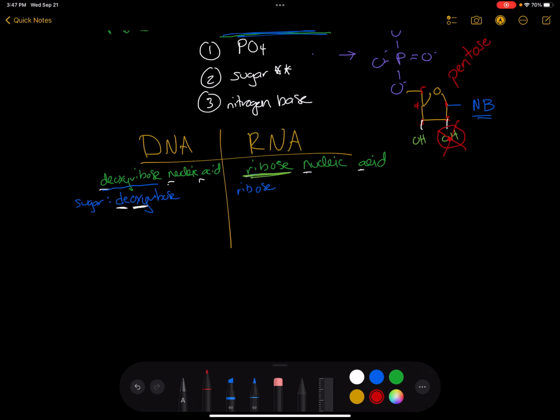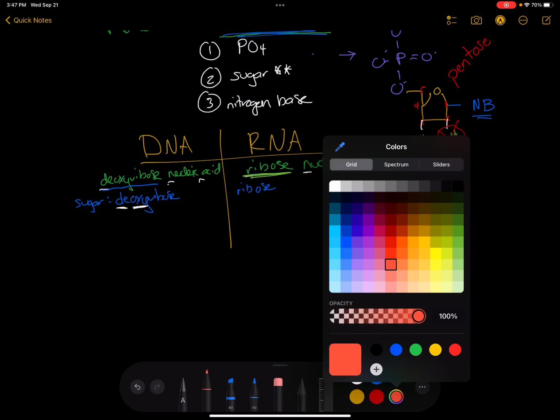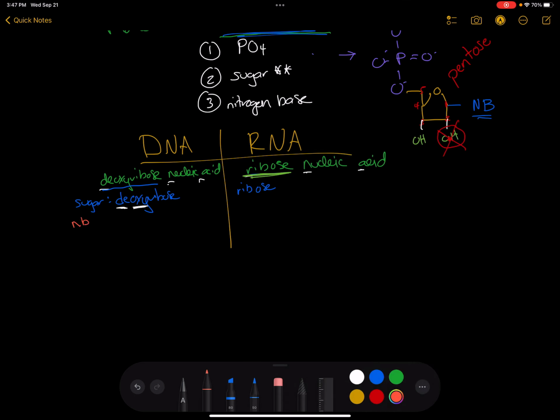And then the NB stands for nitrogen base. The nitrogen bases are different. So NB, nitrogen base. Nitrogen bases in DNA are adenine and thymine, cytosine, and guanine. Those are the 4 nitrogen bases here.